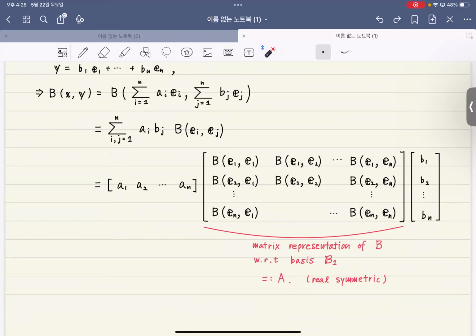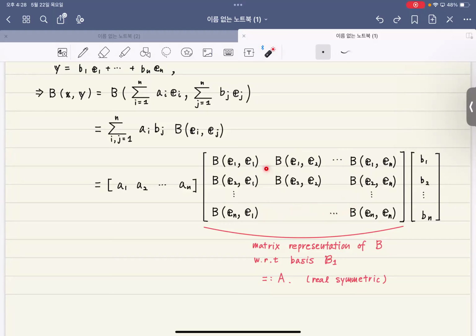Now, by the way, if you're looking at my lecture notes that I uploaded earlier, you can see that I forgot to put the indices in this middle matrix. So this is the right lecture note. I'm going to upload it after the end of this lecture.